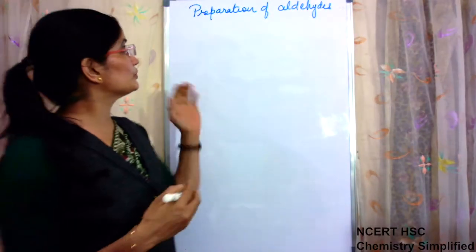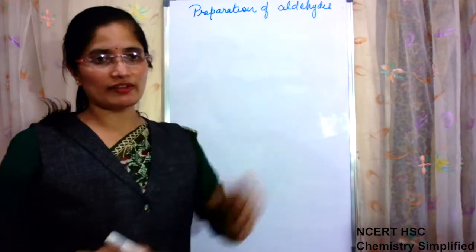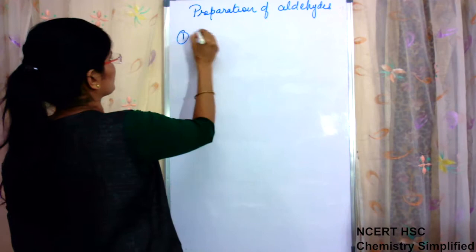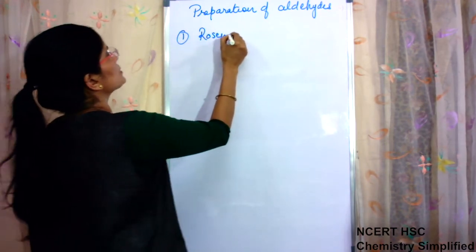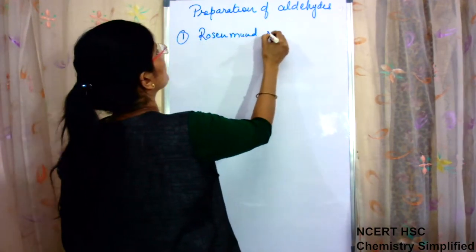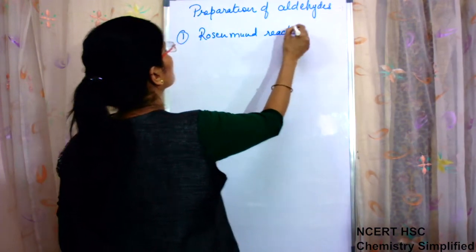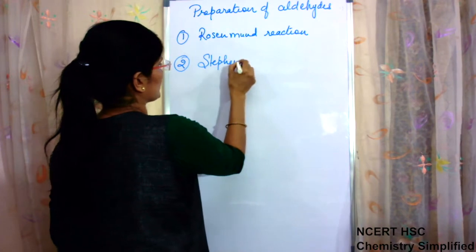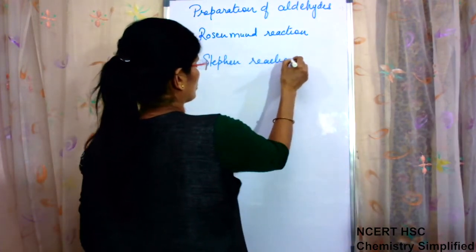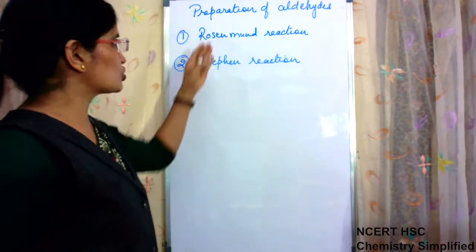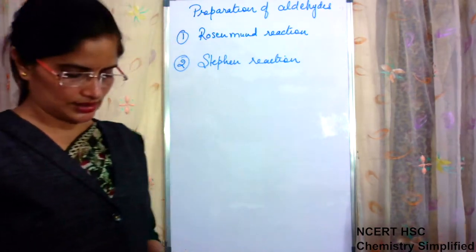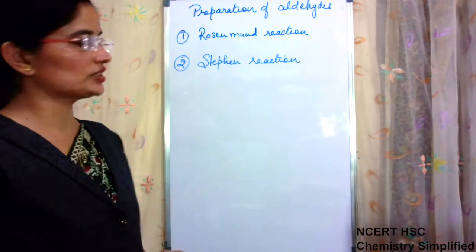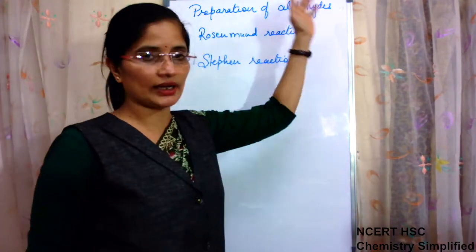Today we will continue with the topic preparation of aldehydes. Two methods. The first one, Rosenmund reaction, and second, Stephen reaction. You can also call them reduction. These two reactions were done by us. And we have to continue with the further reactions for preparation of aldehydes only.